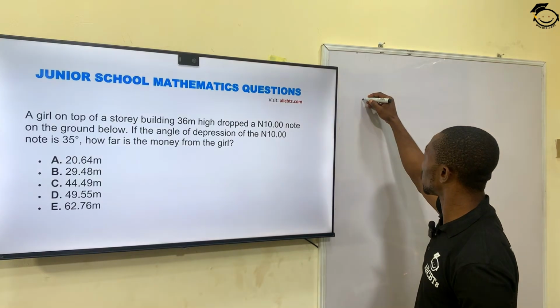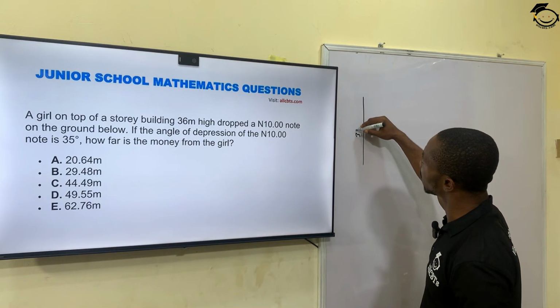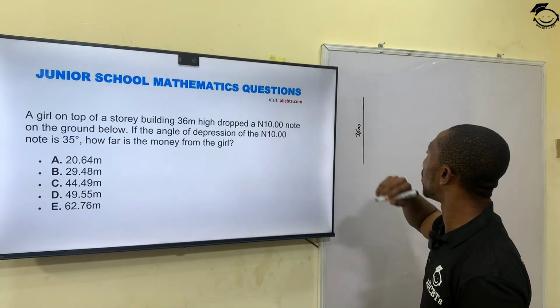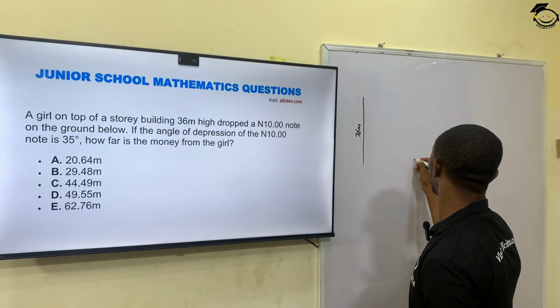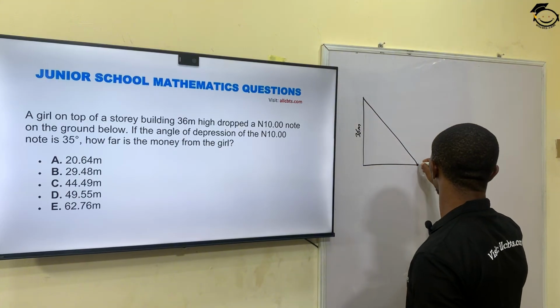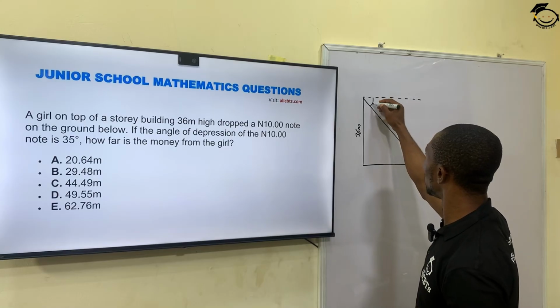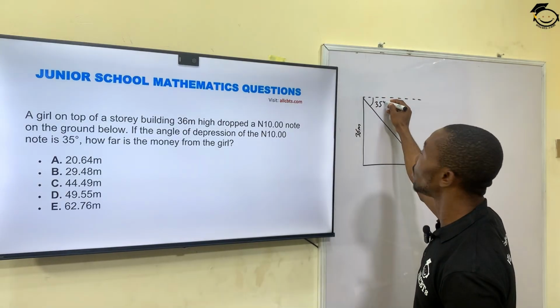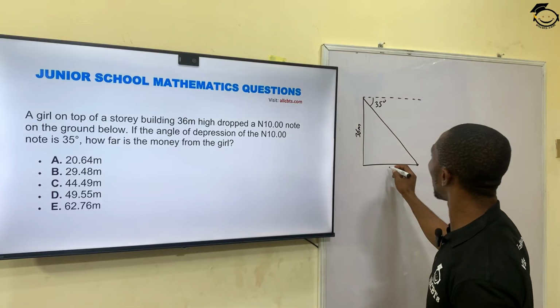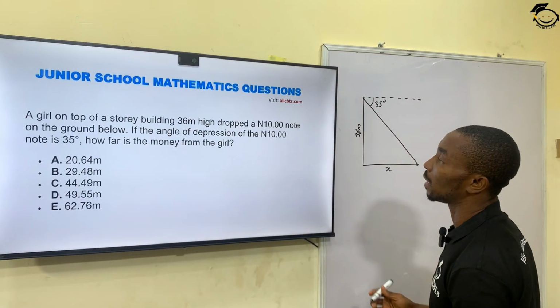Now, our question says the girl is on top of this building, and this building is 36 meters high. All right, she drops a note to this point, and the angle of depression is 35 degrees. How far is the note from the girl? All right, how far is the money from the girl?